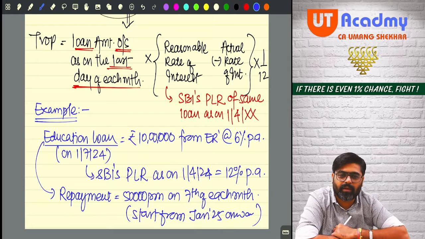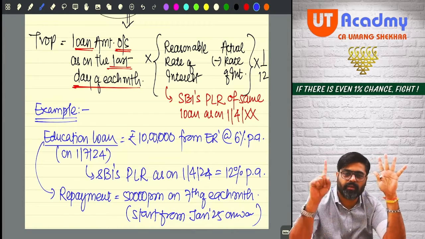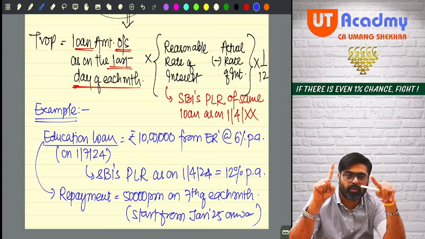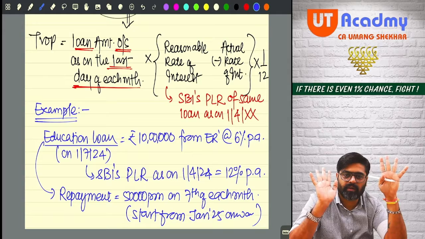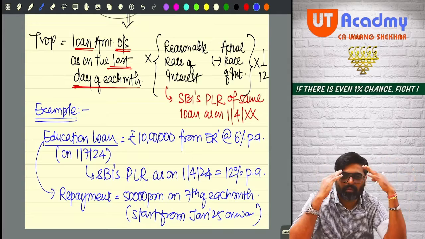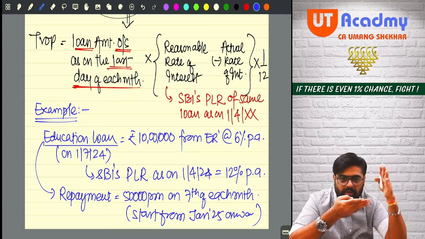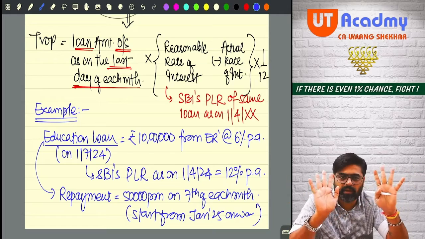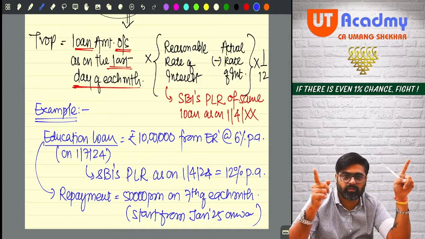So now what will happen? Come on, tell me. July, August, September, October, November, December, 6 months. The loan amount outstanding will remain the same, 10 lakhs. 6% interest benefit into 1 by 12. So why are you calculating this for 6 months differently? Calculate for 6 months together. So it will be 30,000 now. 10 lakh into 6% into 6 months.